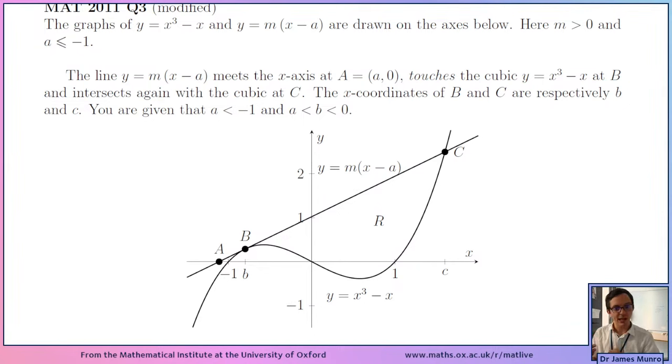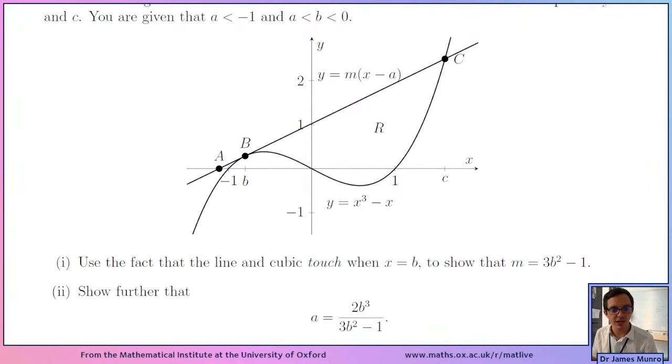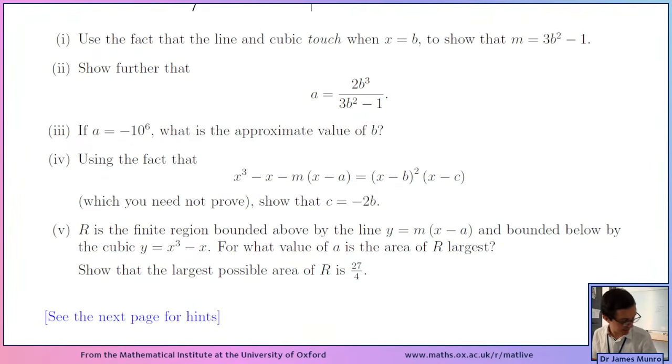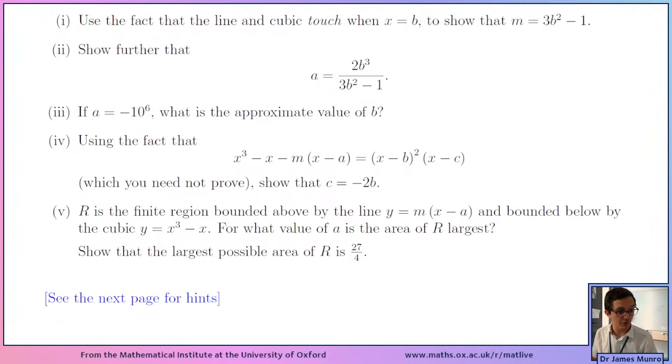Brilliant, okay. A is somewhere on the left. B is somewhere to the right of A, but left of the origin. Okay, lots of windows for where these things are. And the actual algebra we're asked to do, there's loads of reading up here and a diagram to look at, but then the actual algebra we're asked to do is quite helpful. It tells us, use the fact that the line and the cubic touch. So I'm going to try and do that now.